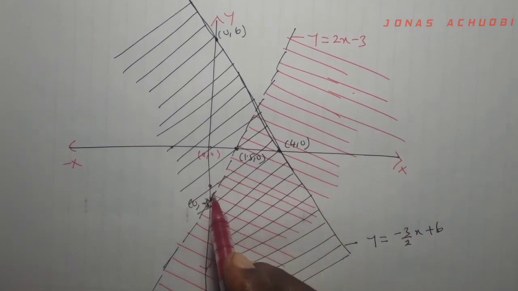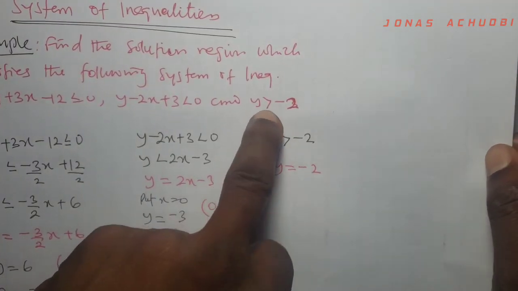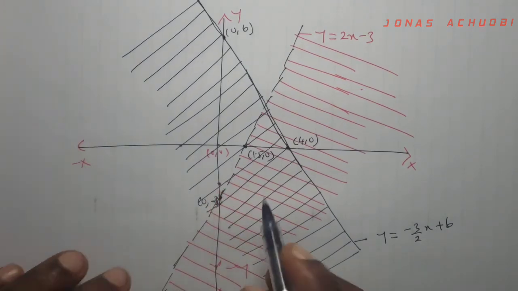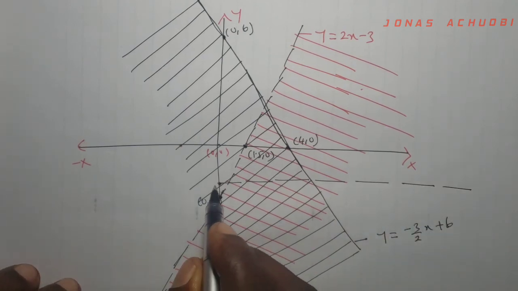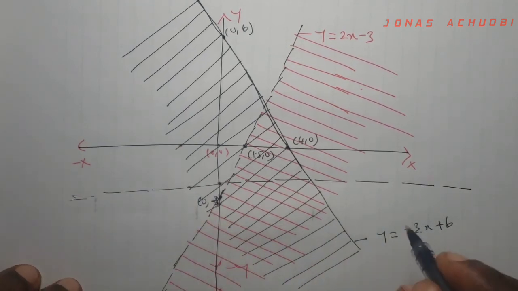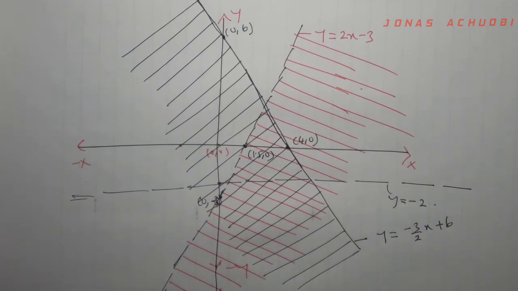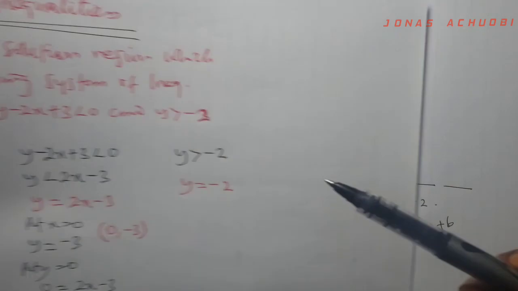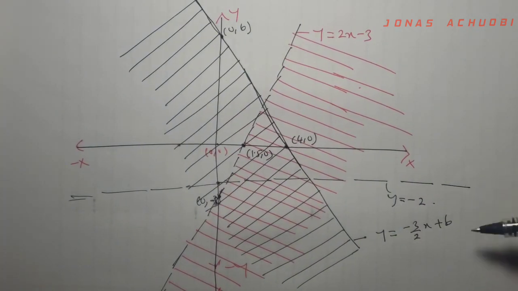The question now is, will the line be broken or unbroken? We check the inequality. Inequality is greater than, so it will be what? A broken line. So we break it, parallel to the x-axis. We break it this way. So this is the line y equal to what? Negative 2. So now think of how to shade. Should we shade above the line or should we shade below the line? We check again. The inequality is greater than, and once it's greater than, we must shade above the line. So for this line, I'll shade above.